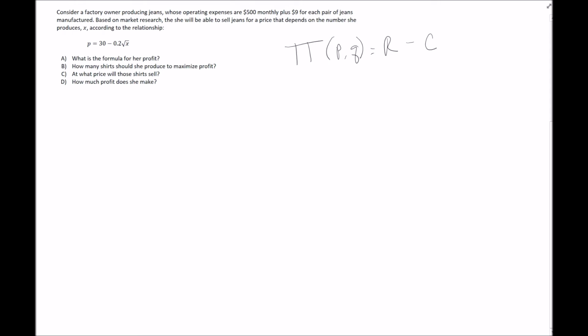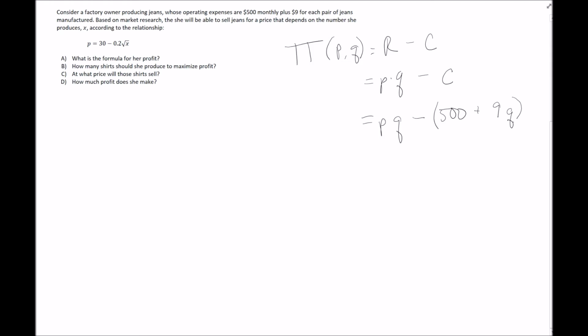We already know something about the price. In this case, we know that the revenue is going to be the price times the quantity, and that she has some fixed costs and some variable costs. If I think a little bit more about this cost structure, I have the price times the quantity minus the $500 fixed cost plus $9 for every jean that she produces.